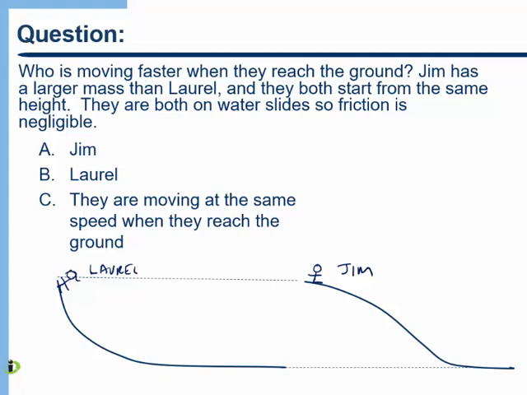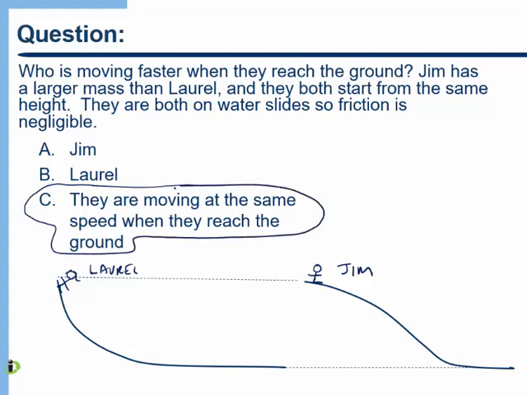Okay, well, it turns out that they will be moving at the same speed when they reach the bottom. So when Laurel gets to the bottom of her slide and when Jim gets to the bottom of his slide, they will have the same speed. Now, you'll notice that the shape of those slides is different. You'll also notice that Jim has a greater mass than Laurel, but it turns out that neither of those things matter. This is going to be much easier to see and understand once we understand the concept of potential energy.